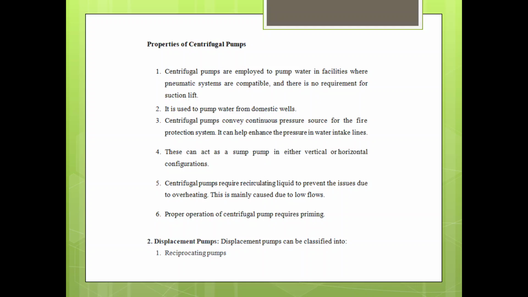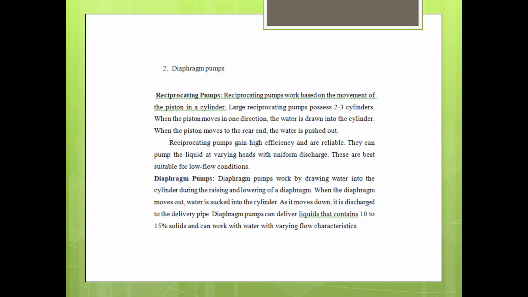Displacement pumps. Displacement pumps can be classified into reciprocating pumps, discharge pumps, and diaphragm pumps. Reciprocating pumps work based on the movement of the piston in a cylinder. Large reciprocating pumps possess 2 to 3 cylinders. When the piston moves in one direction, the water is drawn into the cylinder. When the piston moves to the rear end, water is pushed out.